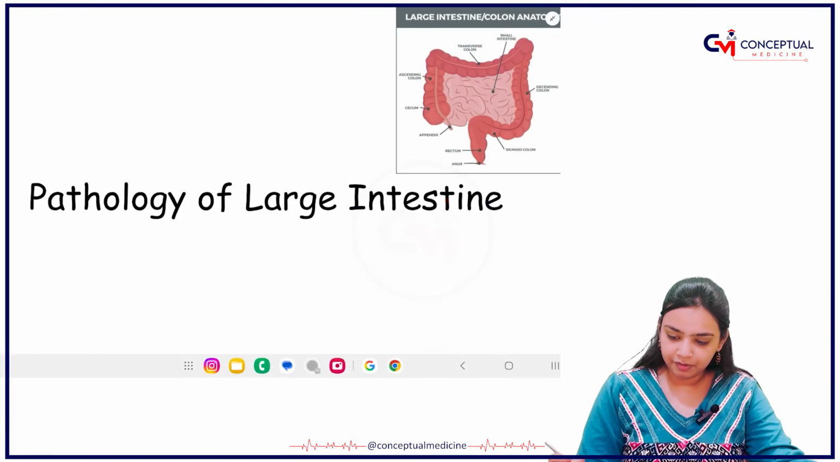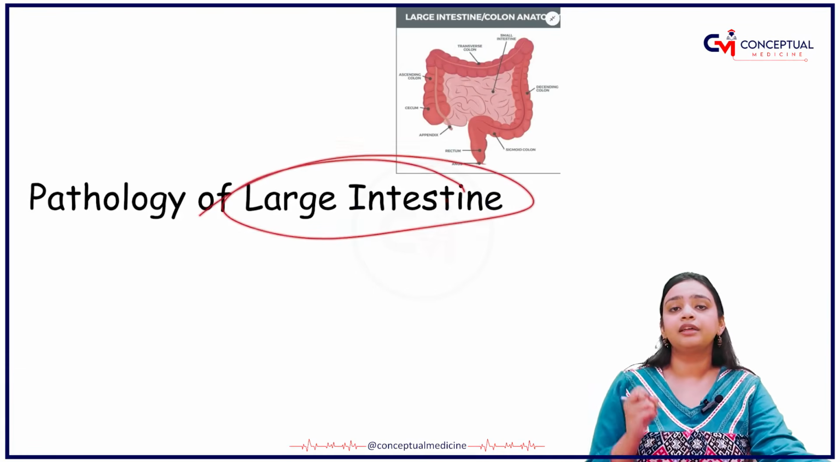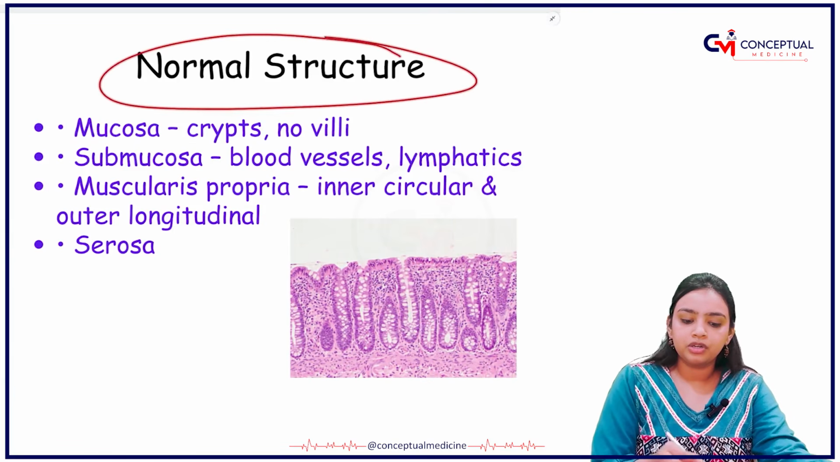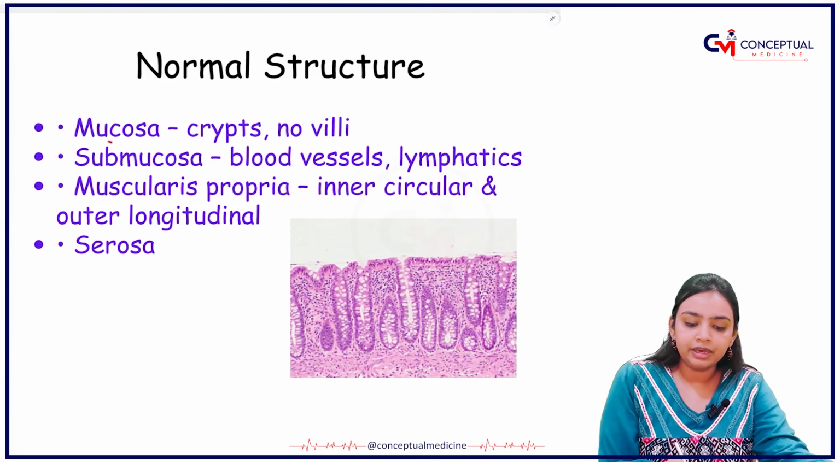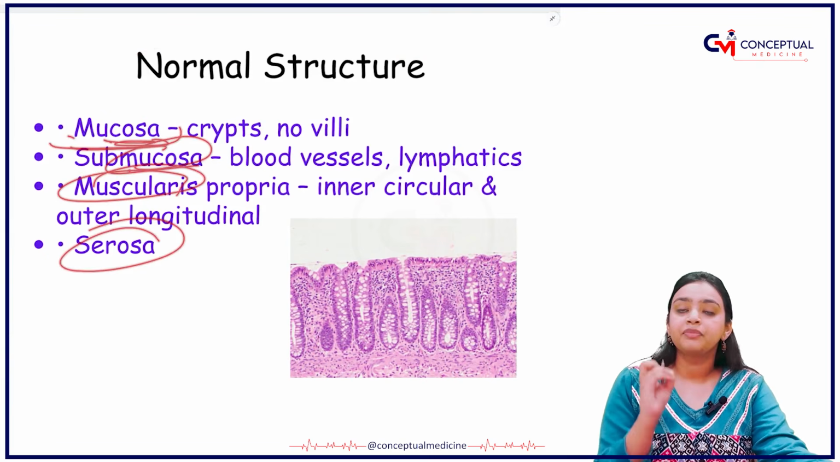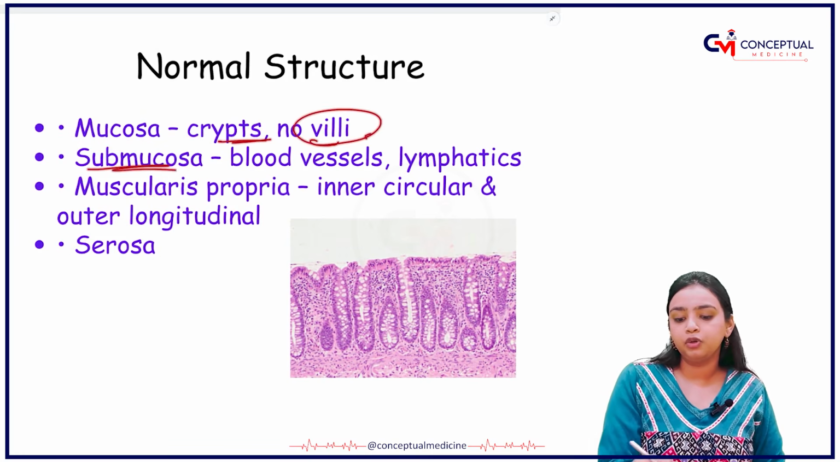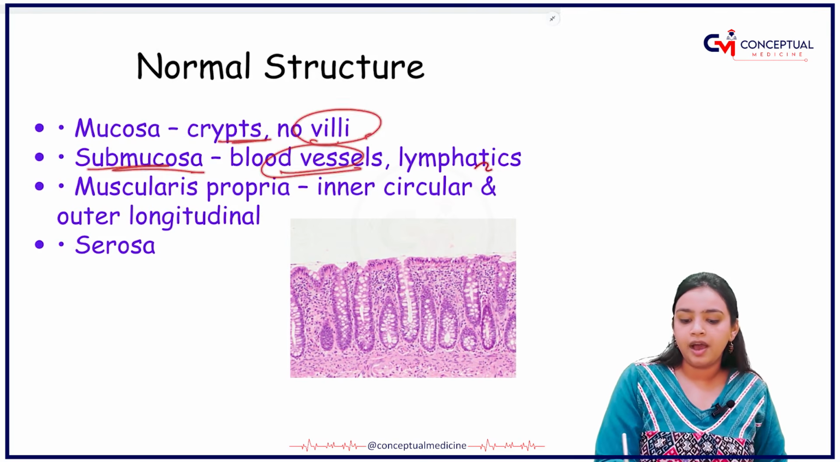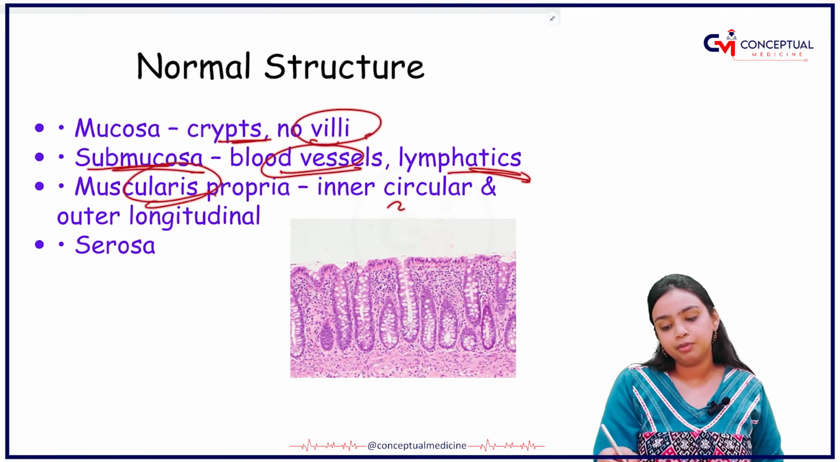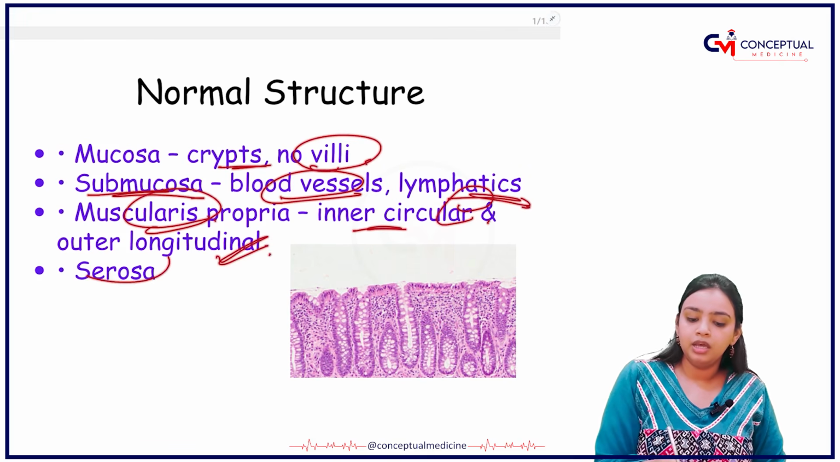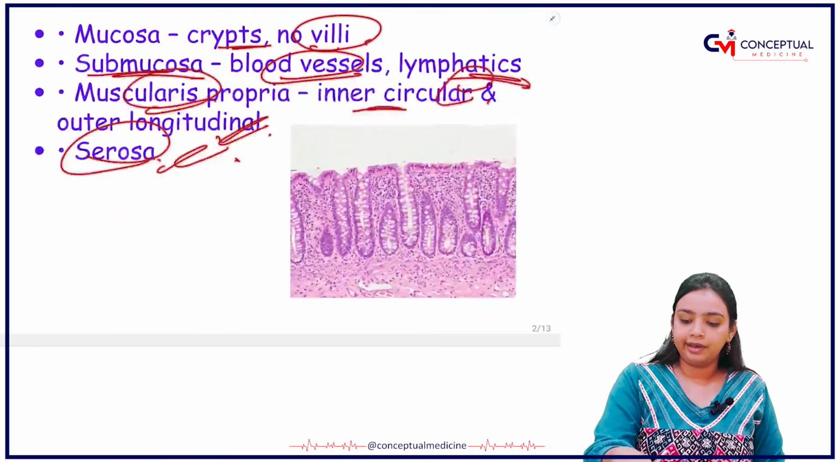Now, today we will be studying the pathology of the large intestine. So, what are the normal structures? Just like this, you have mucosa, submucosa, muscularis and serosa. In the mucosa, you have crypts and there are no villi. In the submucosa, you have blood vessels and lymphatics. In the muscularis propria, you have inner circular and outer longitudinal layers. Then you have the serosa layer.